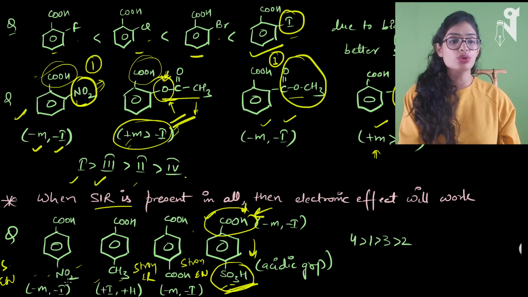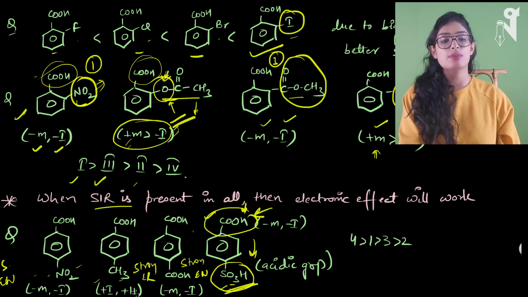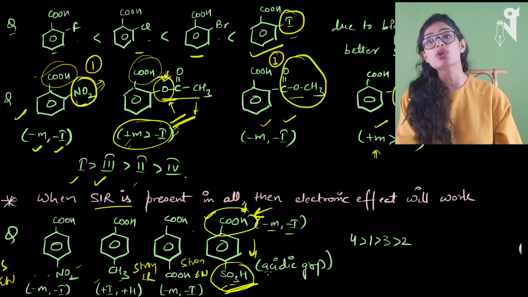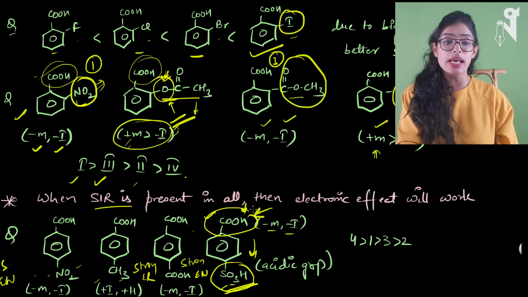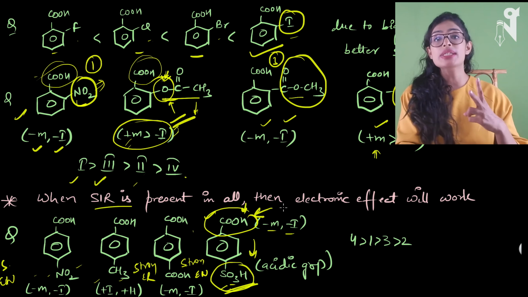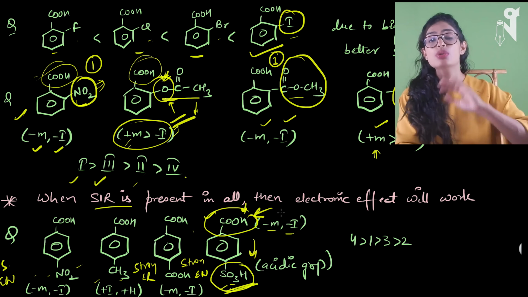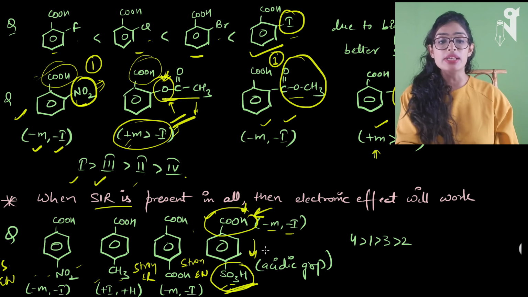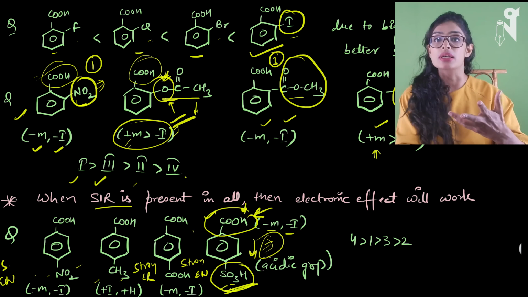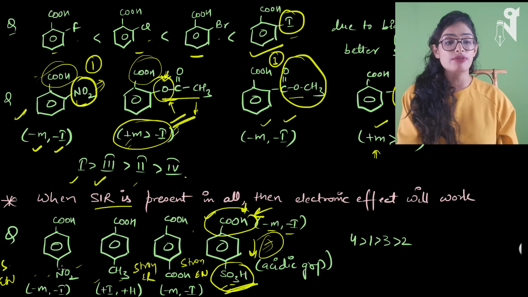So your NO2 shows -M -I, CH3 is +H +I, and COOH is again -M -I. Now in the fourth compound, if you see, they have anyways a very strongly acidic group, that is the sulfonic acid group, and it has a COOH present here, which is electron withdrawing both through inductive effect and through mesomeric effect. That is why this is going to be the strongest acid. SO3H is anyway stronger acid. So this is automatically the most acidic compound, the fourth one.